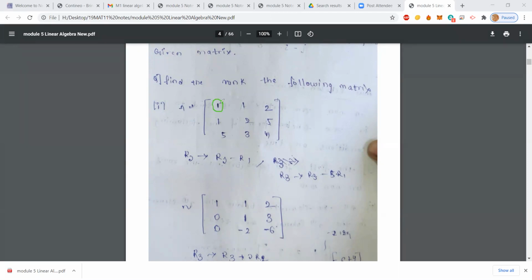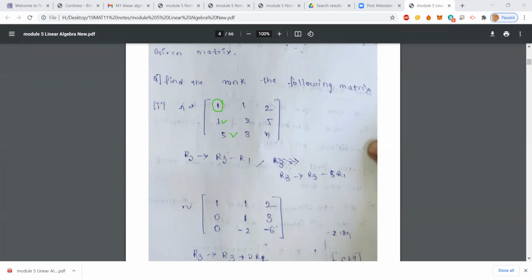So consider this element 1. You make these two entries 0, that is 1 and 5 become 0. So I have written the operation: R2 should be replaced by R2 minus R1. Then R3 should be replaced by R3 minus 3R1. So the first row will be as it is: 1, 1, 2.